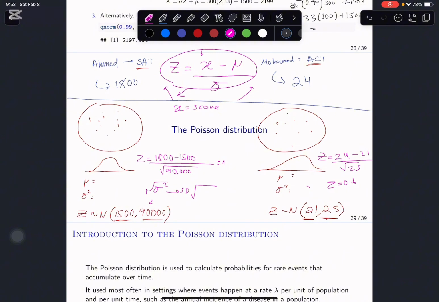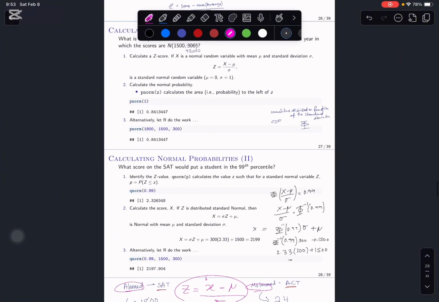And here in the Z scoring system, basically the higher the number, the higher the score, meaning you did better. So which number is bigger, 1 or 0.6? It's 1. So Ahmed did better than Muhammad in the exam generally. So this is how you calculate the normal distribution.